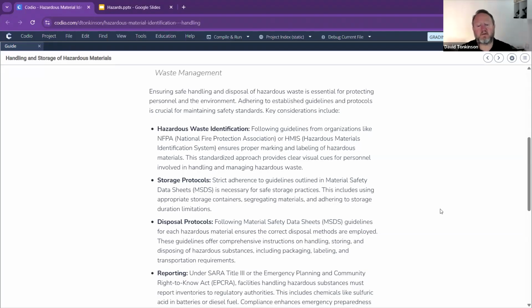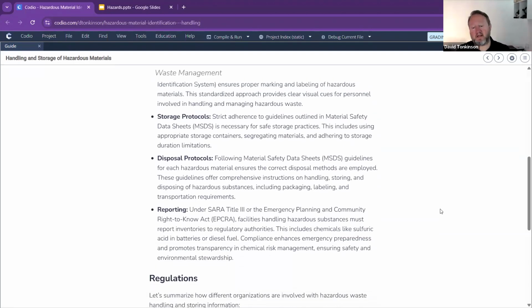Now, we know there's storage protocols that come involved in these things as well. So not only do we need to identify them, we need to store them according to strict guidelines. So we know we're familiar with our material safety data sheets. That's going to tell us how we can look after these items, how we can transport them, and potentially some storage instructions in there. Tells us how we need to mark the containers and essentially the secondary containers, sub-containers that we basically use for those. So we need to make sure we adhere to those regulations as well.